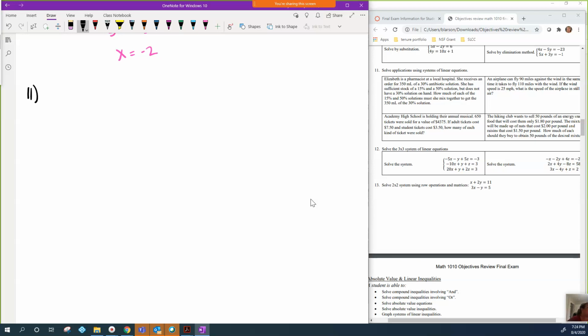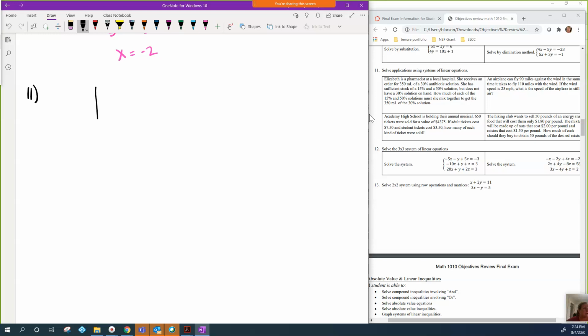Right? So Elizabeth is a pharmacist at a local hospital. She receives an order for 350 milliliters of a 30% antibiotic solution. She has a 15% and a 50% solution, but does not have a 30%. How much of each of the solutions must she mix together to get 350 milliliters of the 30% solution?